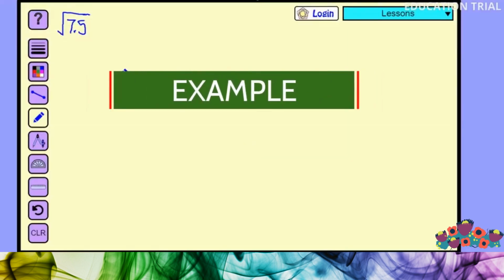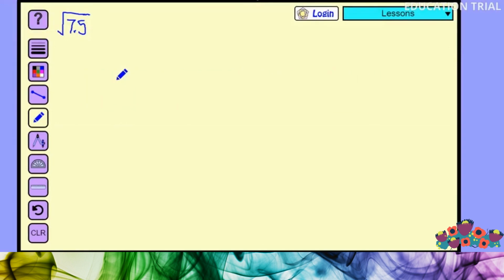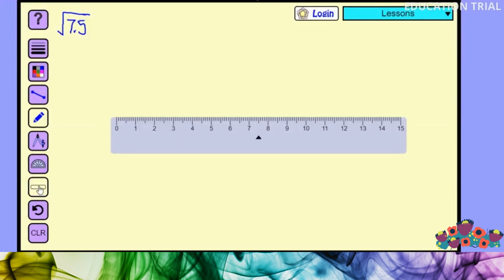Now we take an example of geometrical construction of root x. For example, here x is equal to 7.5. So we want to construct the square root of 7.5 geometrically. For that, first we want to draw a line segment of length x. That means here the value of x is 7.5, so we want to draw a line segment of length 7.5.